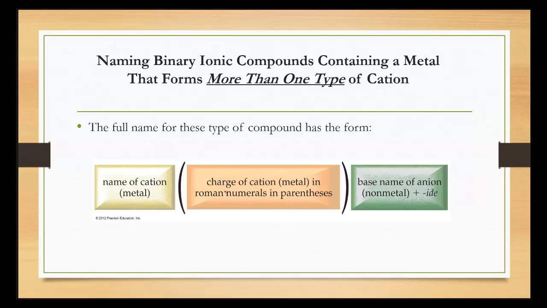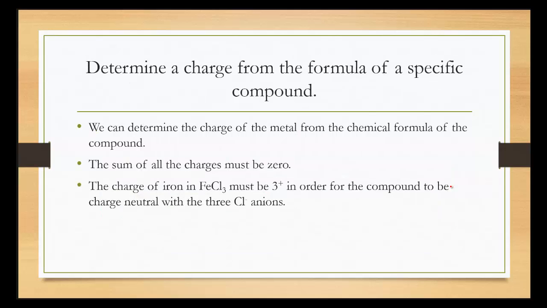The full name of these compounds is in the form of the name of the metal, the charge of the metal, and then the name of the anion. We can determine the charge of the metal from the chemical formula of the compound. Remember that the sum of the charges has to be 0. And so the iron and the chlorine, for instance here, need to balance out. If you've listened to previous tutorials, or if you've learned this in the past, you know that this 3 here came from the top.